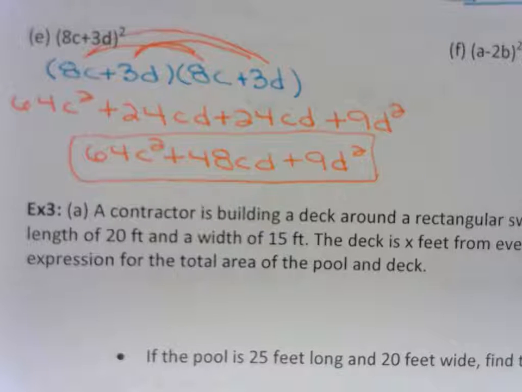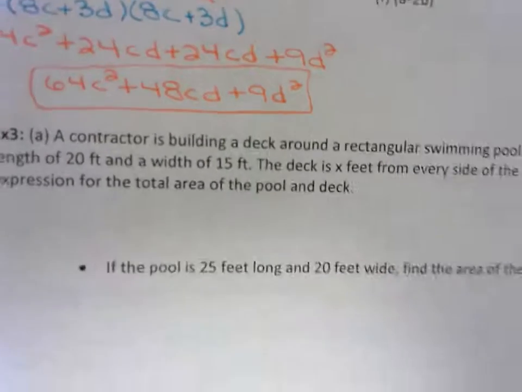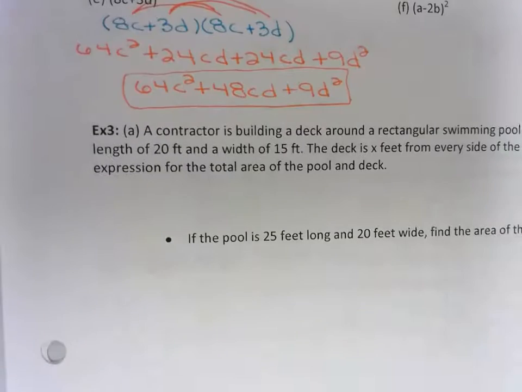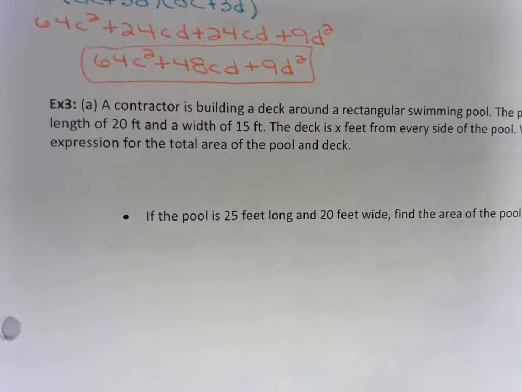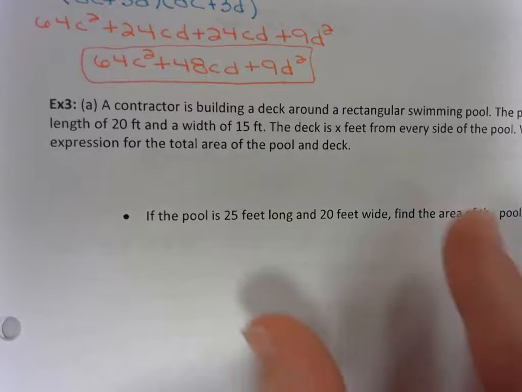Okay, let's look at some story problems. There will be some on the homework, so make sure you're asking questions on these if they don't make sense. Example 3. A contractor is building a deck around a rectangular swimming pool. The pool has a length of 20 feet and a width of 15 feet. The deck is X feet from every side of the pool. I want to write an expression for the total area of the pool and deck.